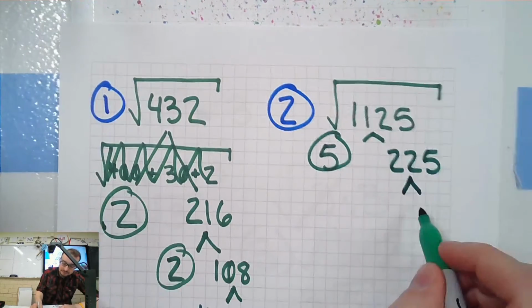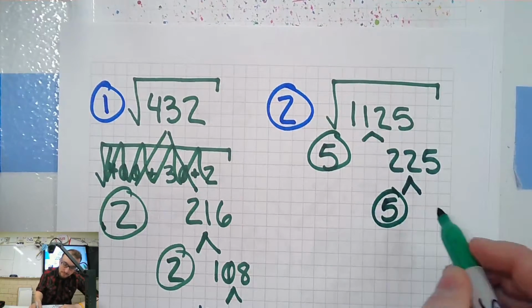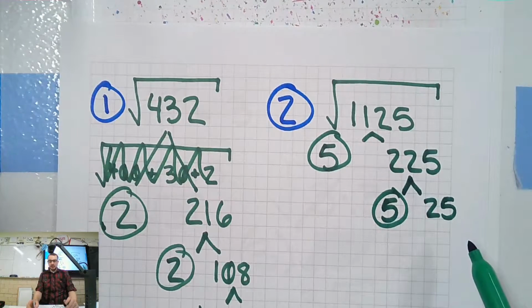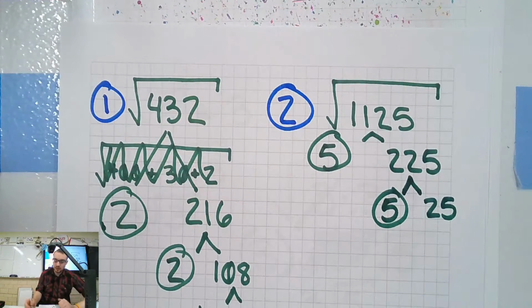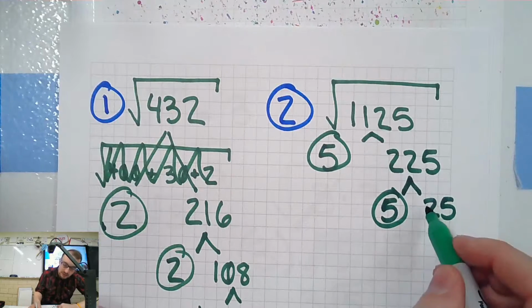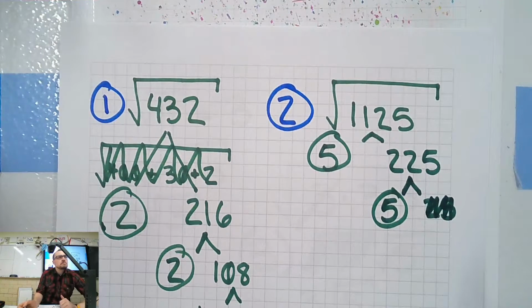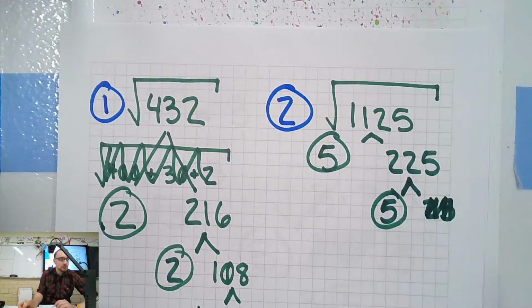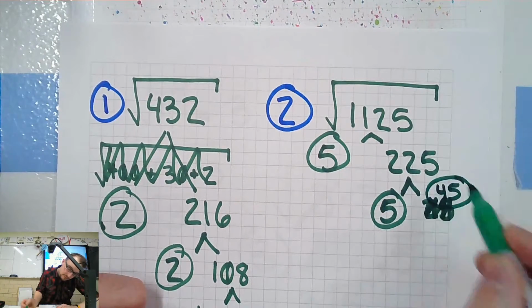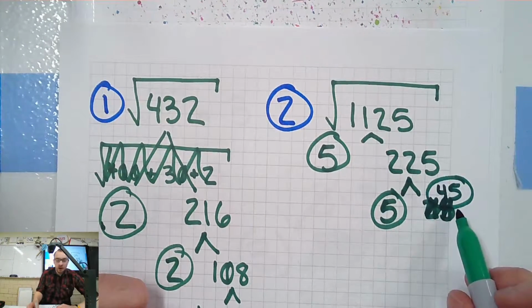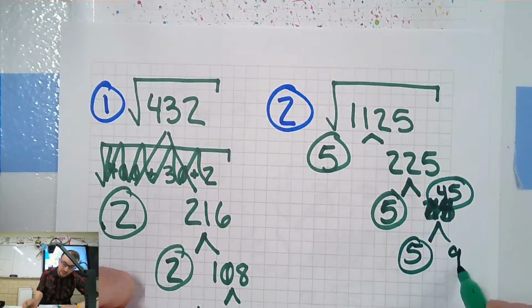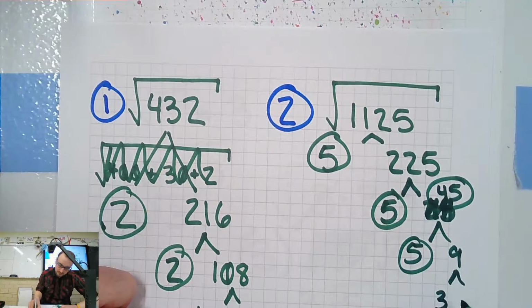225 we can do some work on. 5 and 25. 25 times 4. Oh, hold on, that's not right. 25 times 4 doesn't work because that'd be 100. That'd be 125. Why is it 45? Does that sound right? 5 times 40 is 200, right? So 5 times 45 is 225. Are we done? No, we're not. 9 and 5. I can break down 45. 9 is not prime. Am I done? No. 3 and 3.